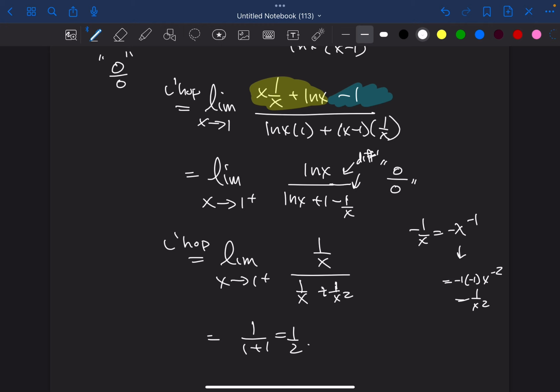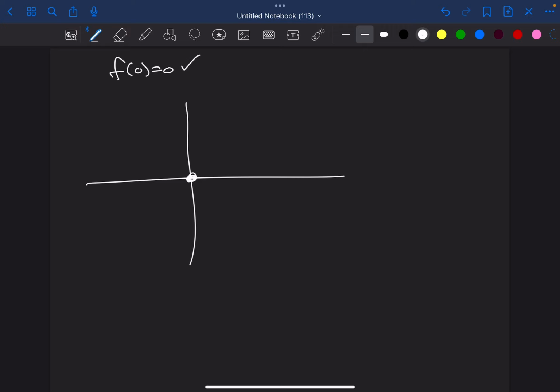Then we try number 15, if we're trying to find a function that does all these things. First, I want f at 0 to be 0. Okay, so f at 0 is 0. Good job. The derivative at negative 2, at 1, and at 9 are all 0, right? Negative 2, 1, and 9.